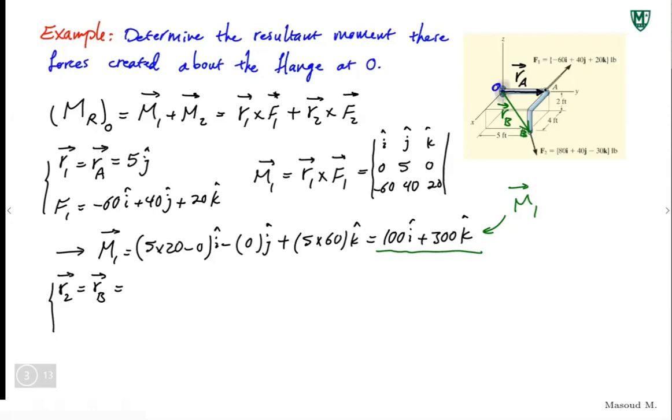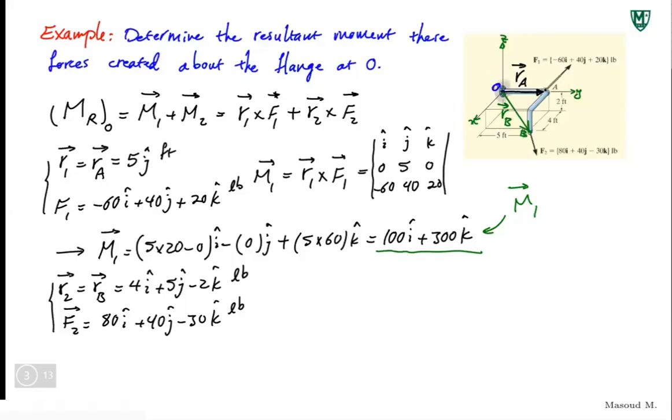Keep in mind, this is X, this is Y, and this is Z. 4, 5, minus 2. Thank you, Edward. Exactly. 4i plus 5j minus 2k. Hopefully everyone can see that. Now F2, well, I'm given F2 directly. I know it's 80i plus 40j minus 30k. And these are pounds, so I should be more diligent with units. This is feet. So M1 becomes pound foot.